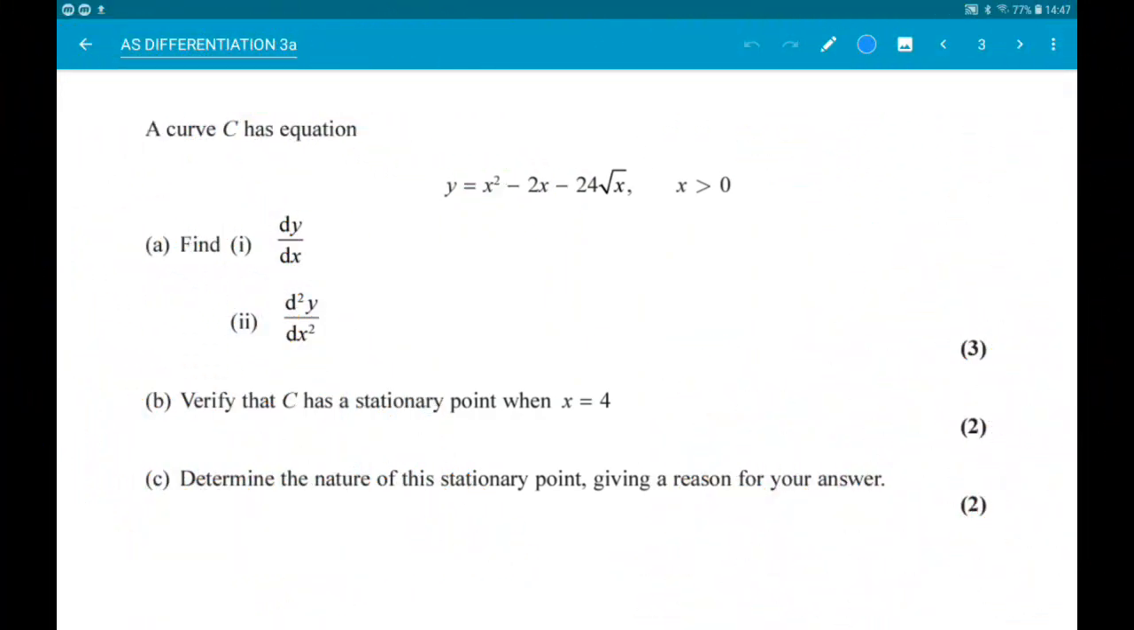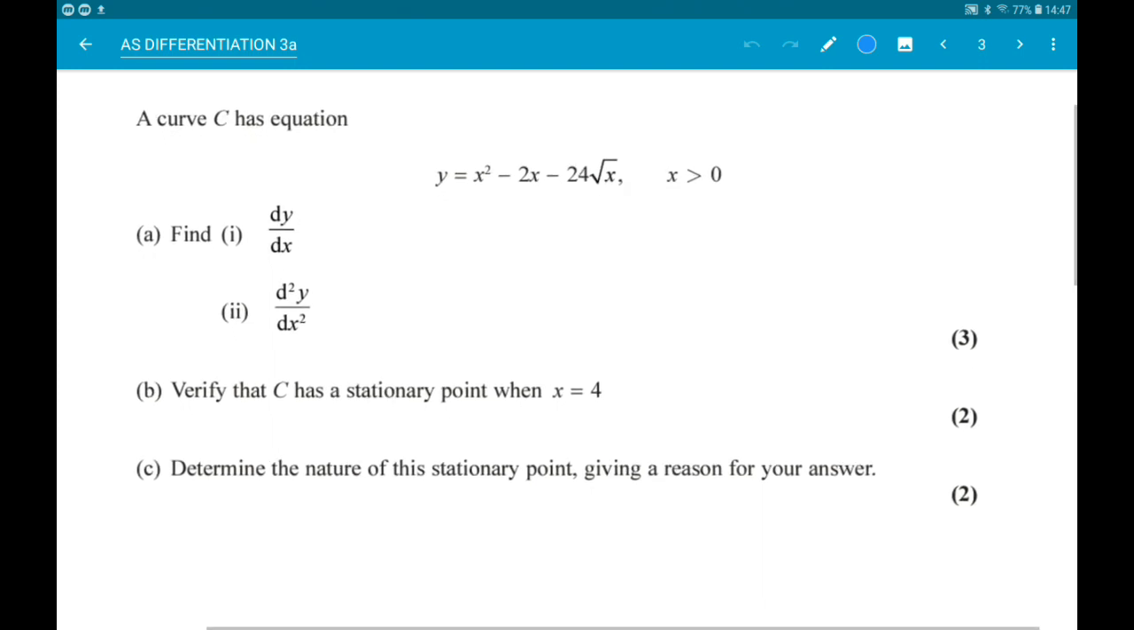Okay, number 2, curve C has equation y equals x squared minus 2x minus 24 root x. Part A, find the first and second derivatives. Okay, first of all, let's deal with the root x. So let's write that in power form. So y equals x squared minus 2x minus 24x to the half.